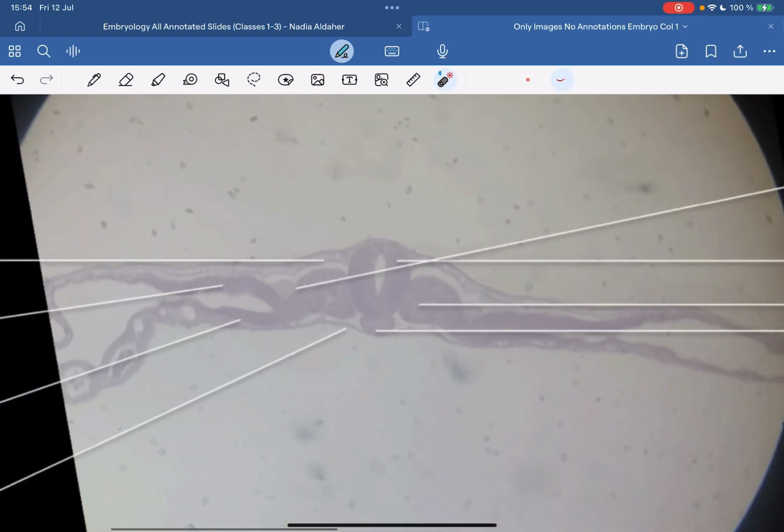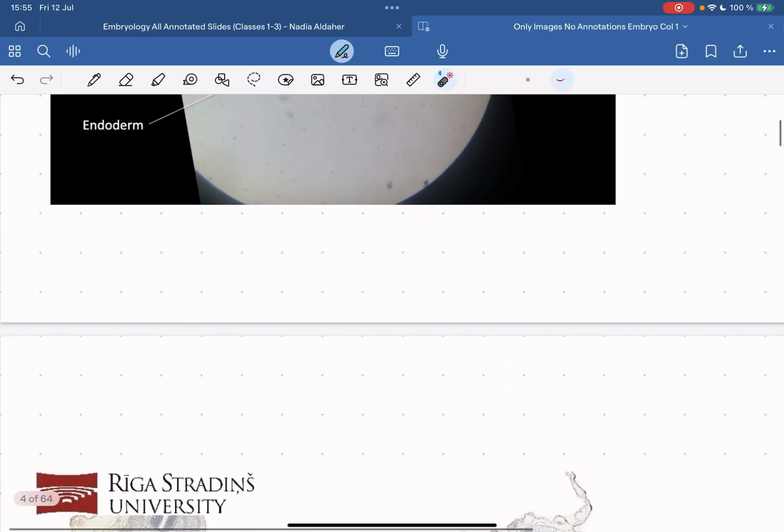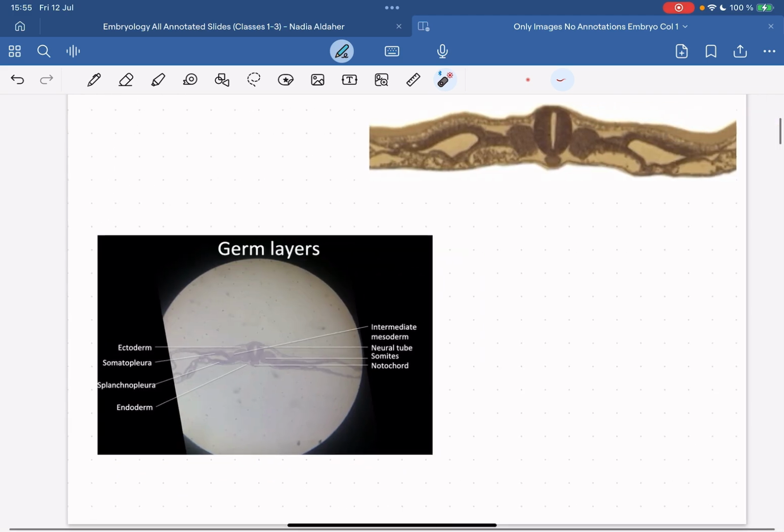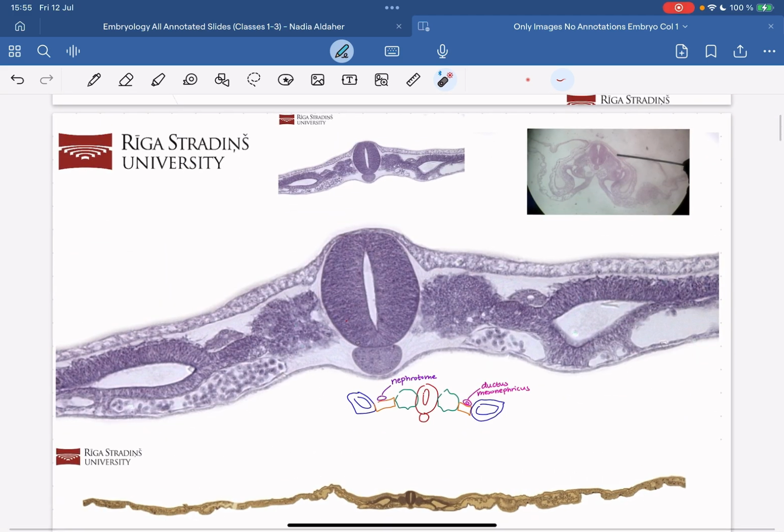Here as well we can find it. This would be the somatopleura, this is the intraembryonic coelum, splanchnopleura, and then we also have this bridge, which is the intraembryonic mesoderm, and then the somite/paraxial mesoderm. Quite easy structures for the germ layer, right?